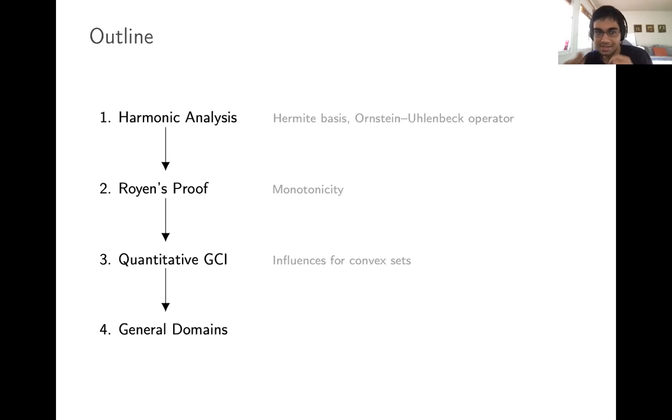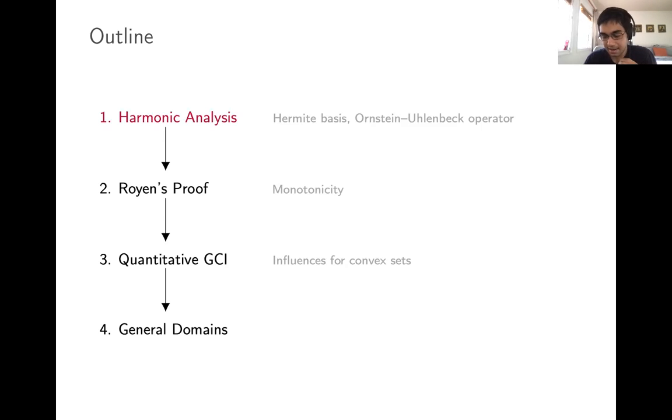We're going to start off by doing some harmonic analysis of a Gaussian space. I'll define this Hermite basis and the noise operator, after which we'll briefly touch upon Royen's proof, and then we'll put all these ingredients together to get the quantitative Gaussian correlation inequality that I showed you a few slides ago. And finally, I'll say a little bit about this new notion of influences for symmetric convex sets, and I'll tell you how the strategy generalizes to other domains.